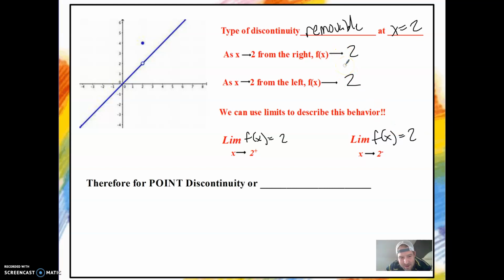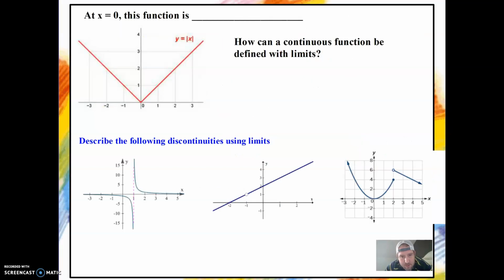Jump would be two different numbers. If one's going to positive infinity and one's going to negative infinity, then you know it's infinite. When they're the same, then you know it's removable. And if they're two different numbers, then you know it's a jump discontinuity.